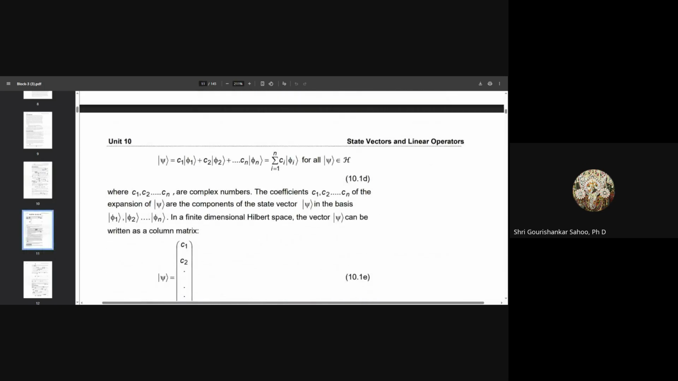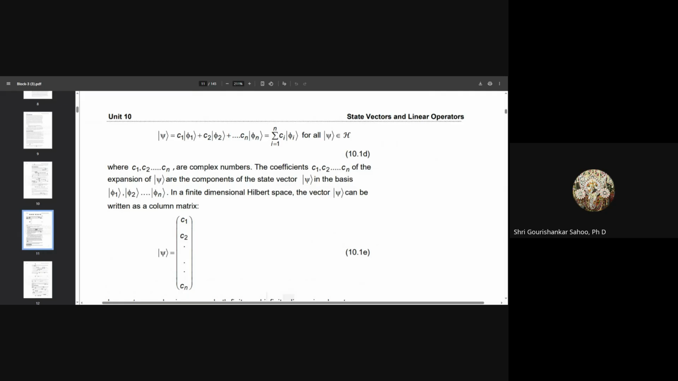so you can write your psi as C1 phi 1 plus C2 phi 2, and so forth, up to Cn phi n. And this is nothing but the summation i equals 1 to n of Ci phi i, for all psi belonging to H. And C1, C2, up to Cn are complex numbers. And the coefficients C1, C2, up to Cn of the expansion of psi are the components of the state vector psi in the basis phi 1, phi 2, and so on and so forth, up to phi n.